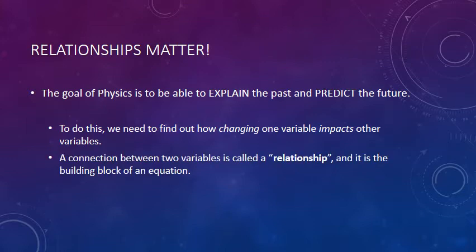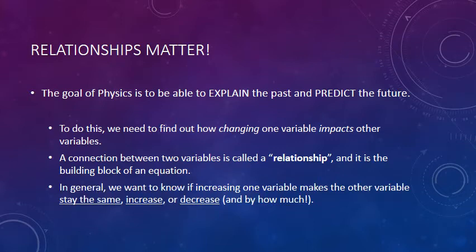This connection between two variables is what we call a relationship, and it's the building block of equations. It's important to recognize that equations that we use in science are all based on natural phenomena that we observe. So you can build an equation based on patterns that you see. And we will be working on this in future lectures. But in general, in terms of variables, we want to know if increasing one variable makes the other variable either stay the same, increase, or decrease, and by how much it does.